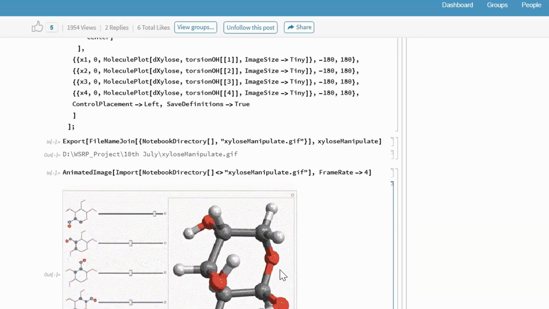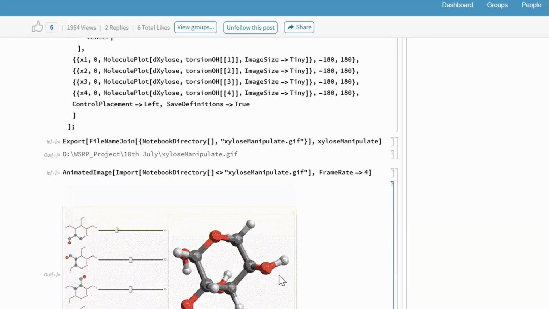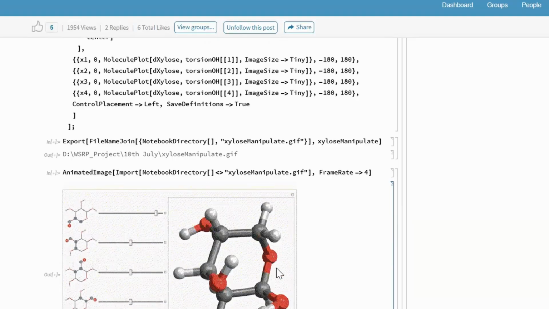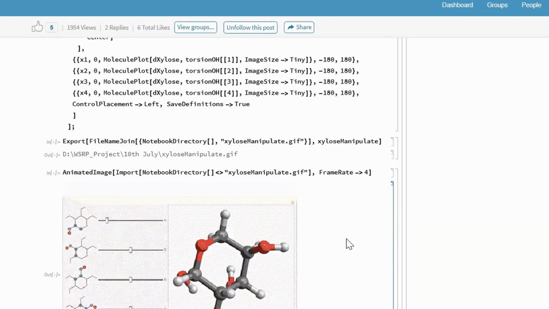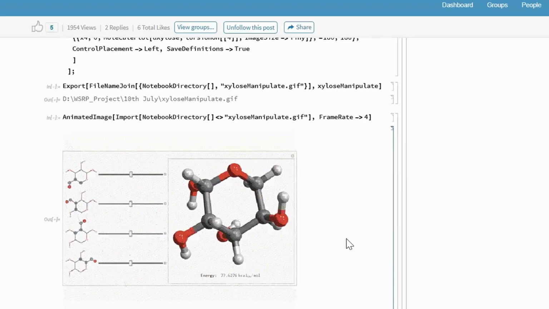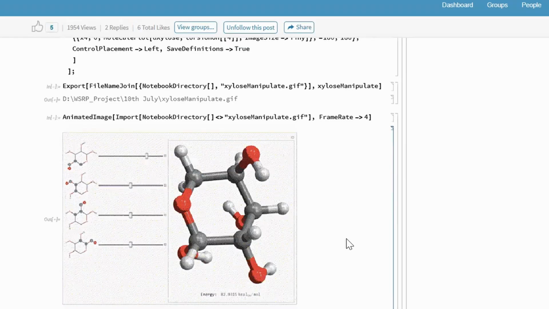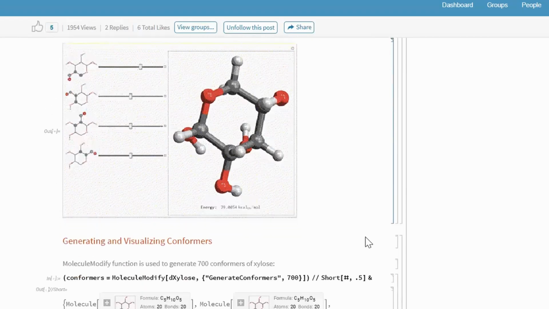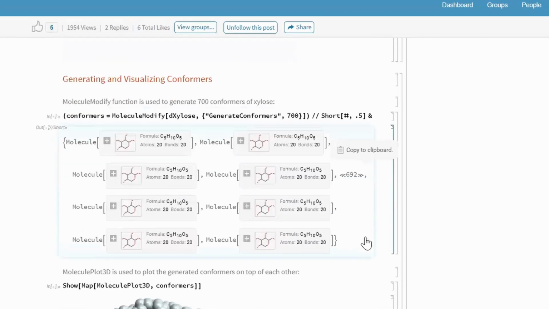I think you can see this a little more clearly. This is the rotation that's happening. It kind of flips out because of the 3D area over here, and you can see that pretty clearly. So we generate 700 conformers.